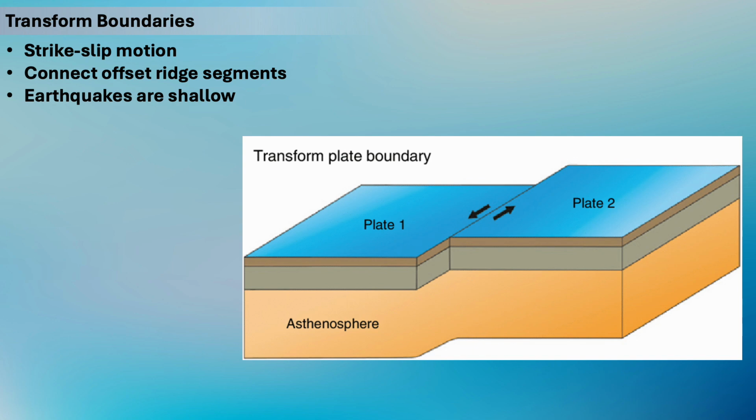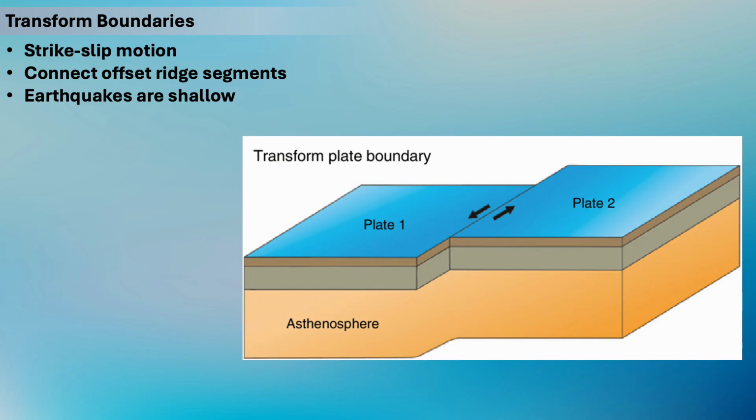Deformation at transform boundaries is concentrated along narrow, near vertical fractures in the lithosphere called strike-slip faults. As plates attempt to slide past one another, friction along these faults resists motion. Over time, stress accumulates until it is released through sudden slip along the fault.